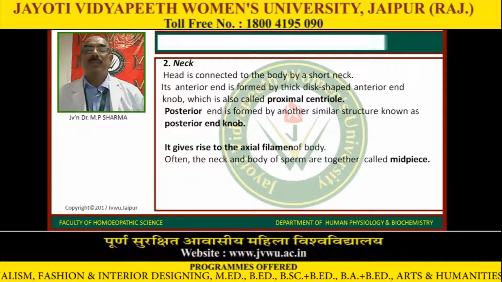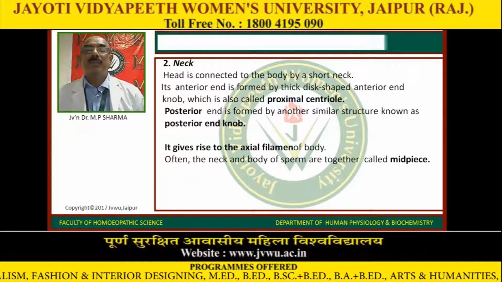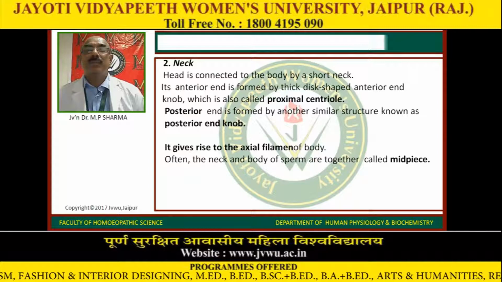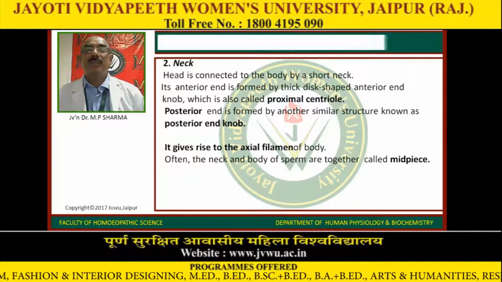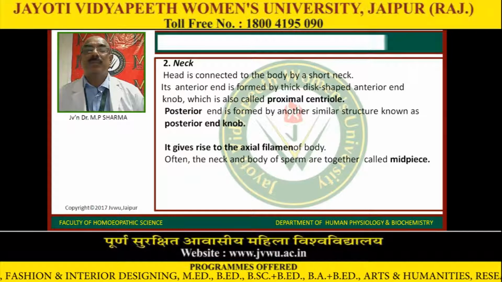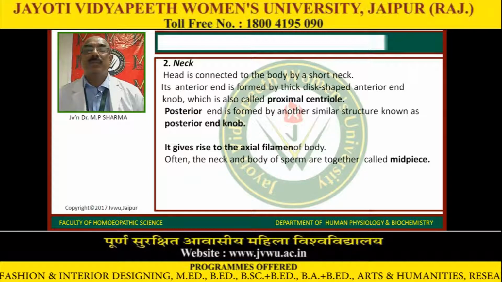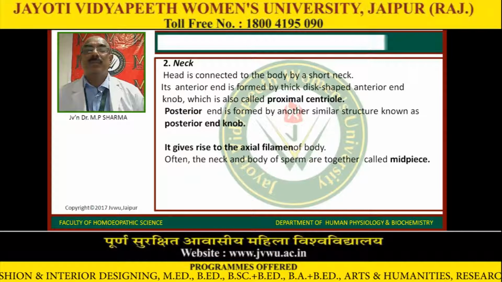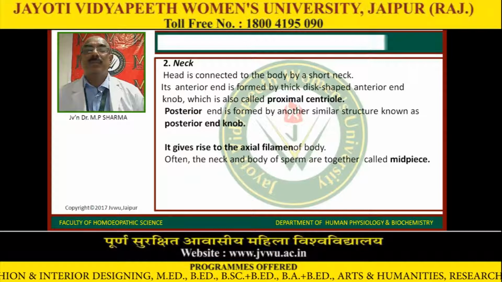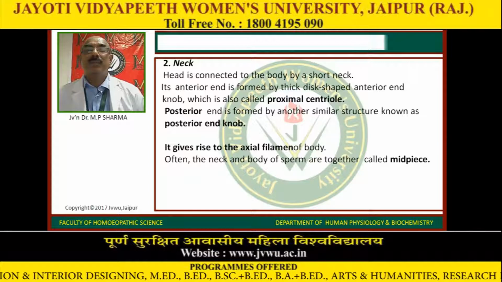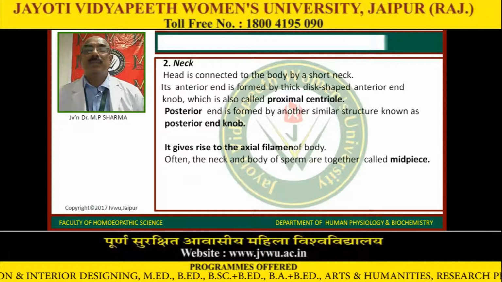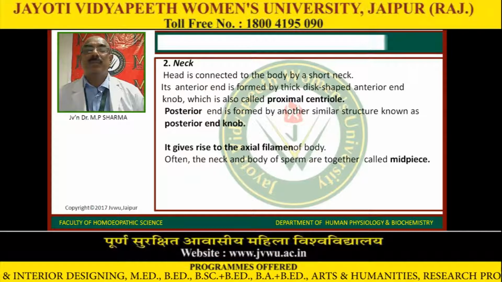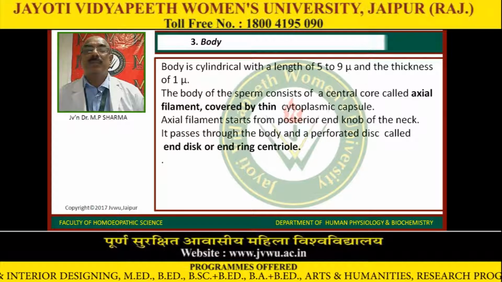Now the neck is connected with the body by a short neck, and its anterior end is formed by a thick disc-shaped anterior end or knob, which is also called the proximal centriole. The posterior end is formed by another similar structure known as the posterior end knob, and it gives rise to the axial filament of the body. Often the neck and the body of the sperm are together called the midpiece.